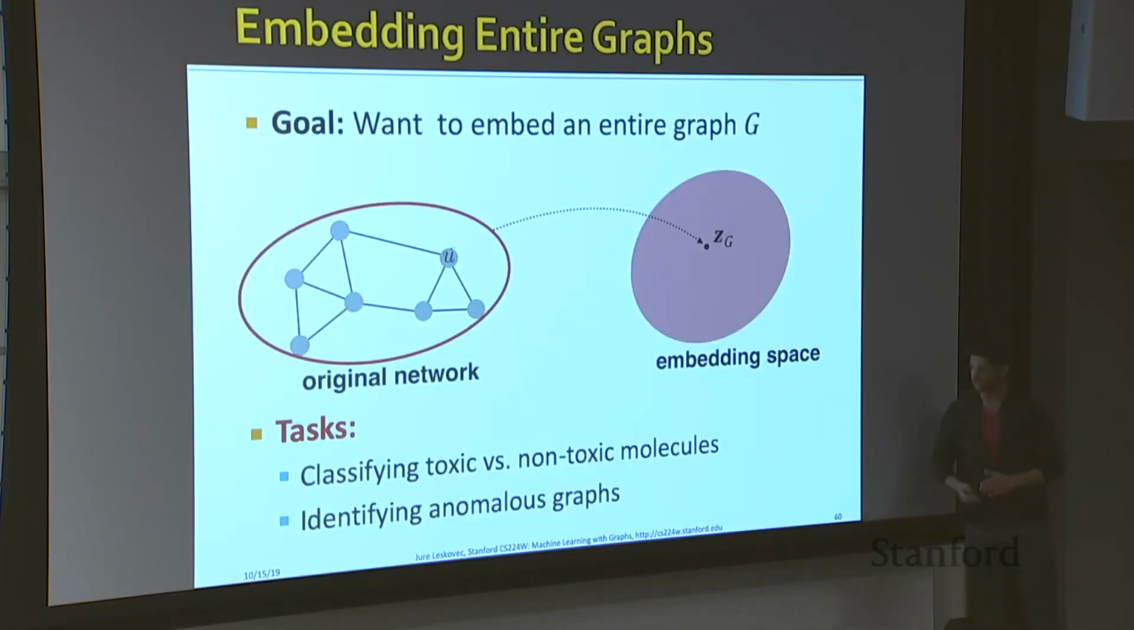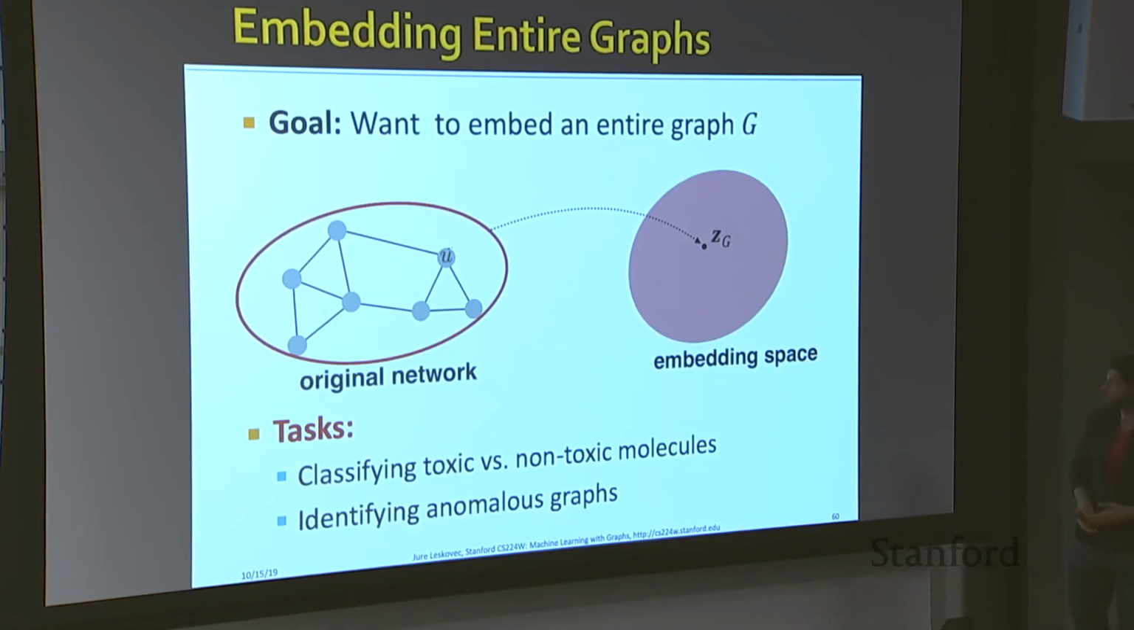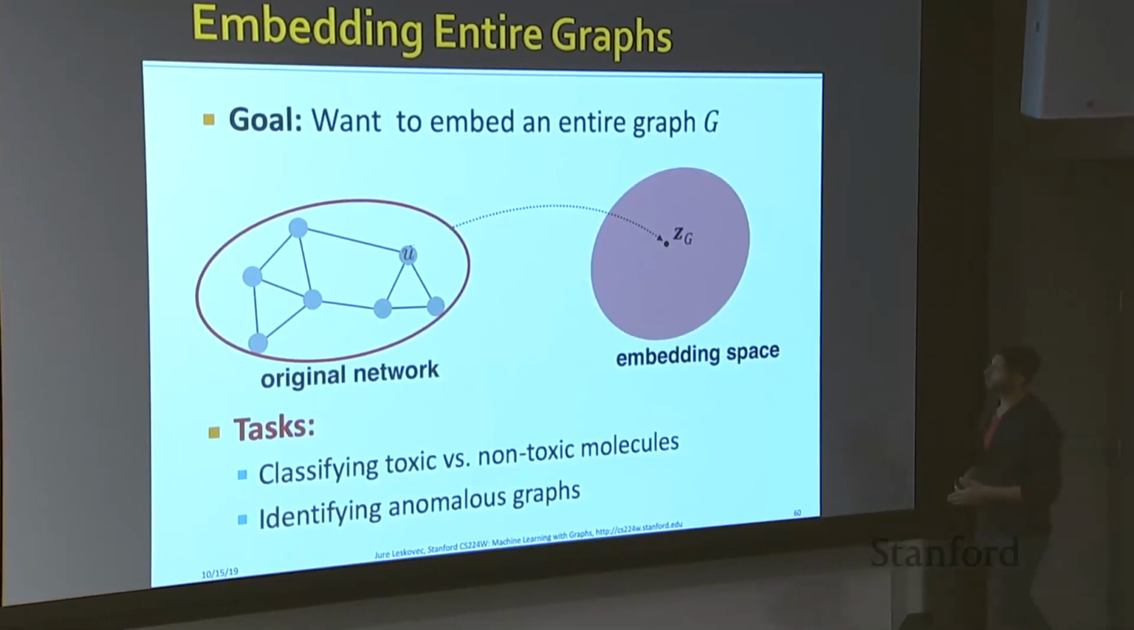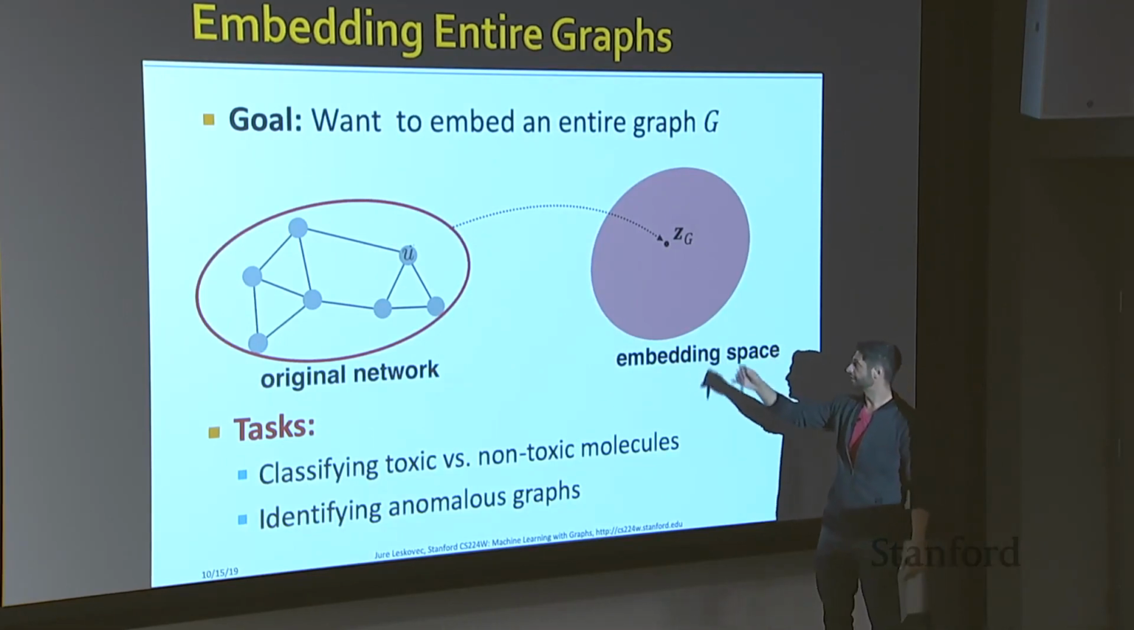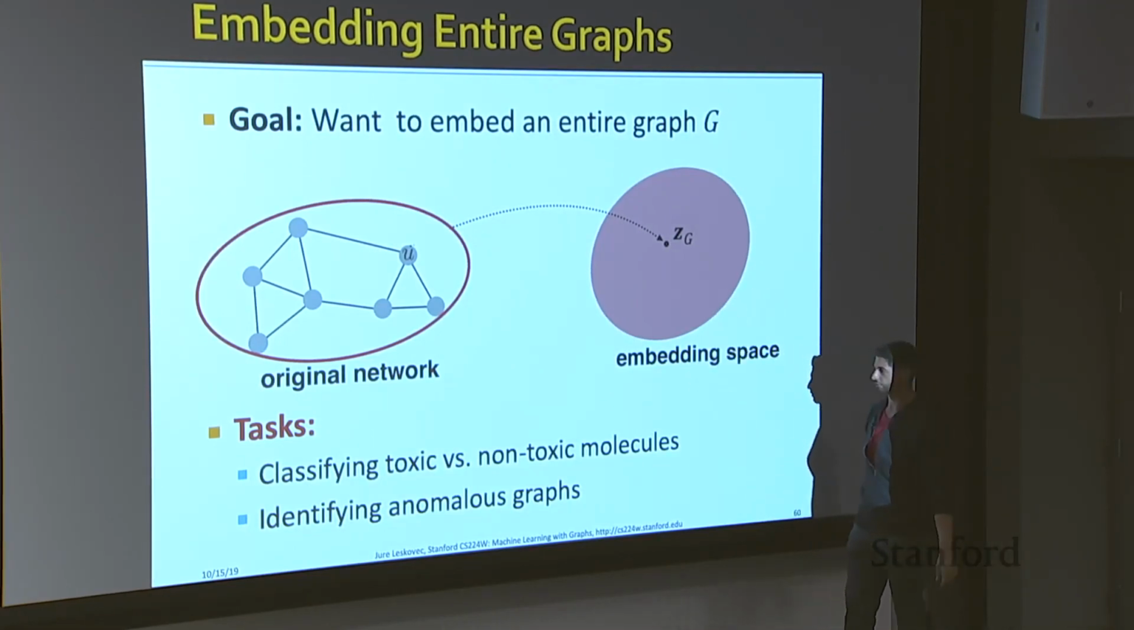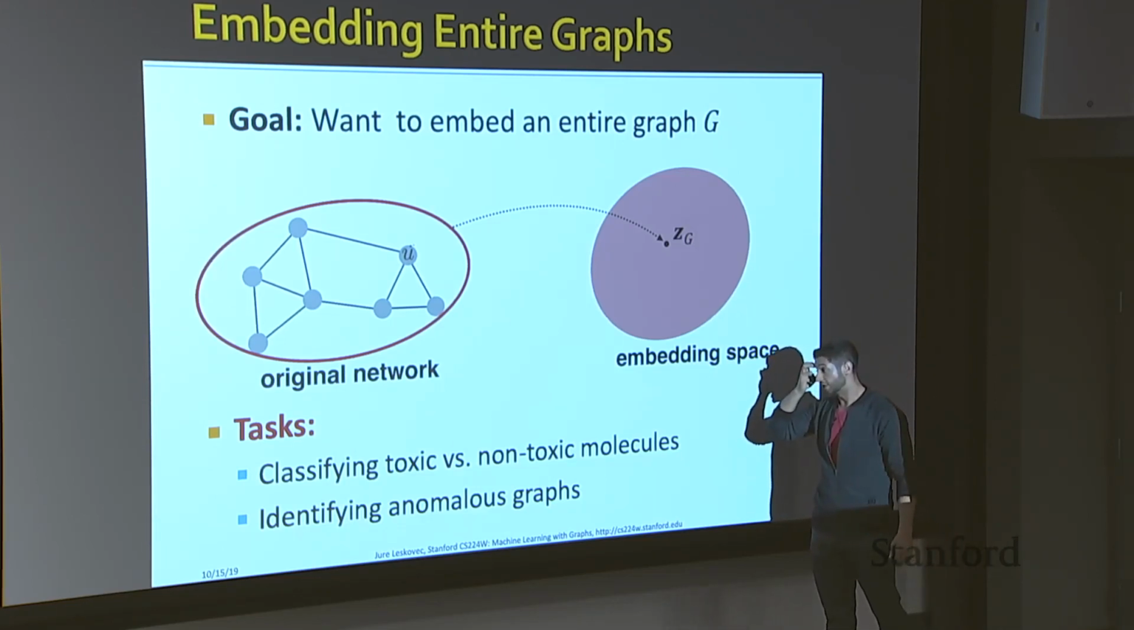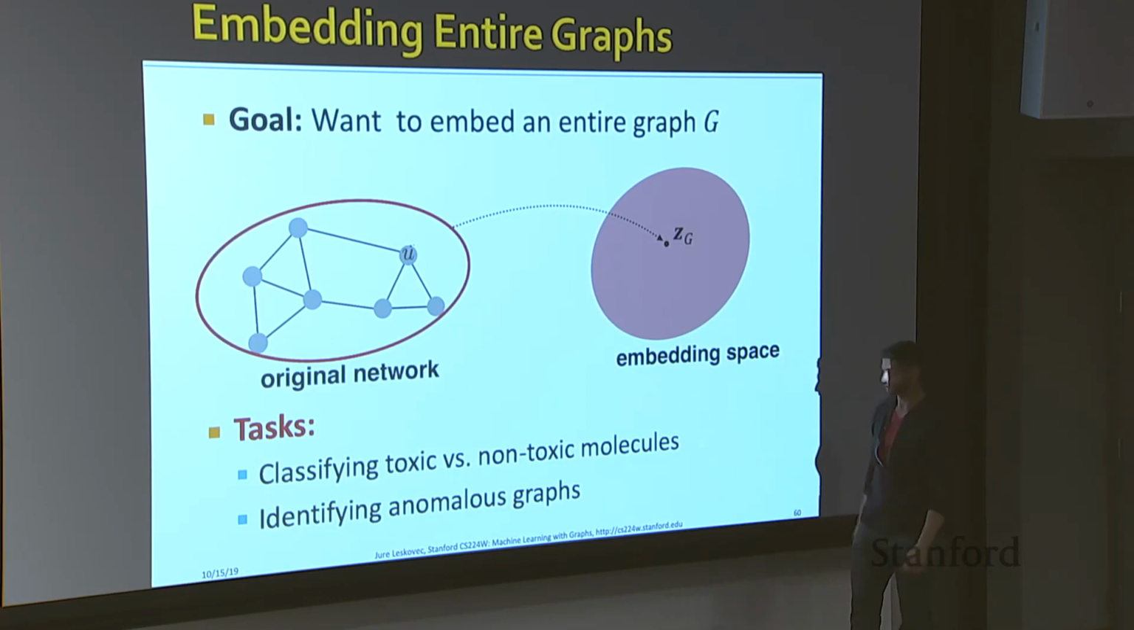But basically, the idea is that before we have seen a lot of different techniques on how you can embed nodes, but in reality, you may also want to embed an entire graph, okay? So you want to go from the original network to a single vector representation for the whole graph. Why would you want to do that? For example, it has been used to classify toxic versus non-toxic molecules.